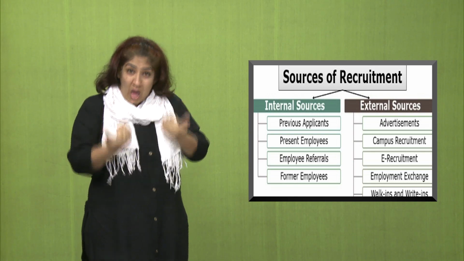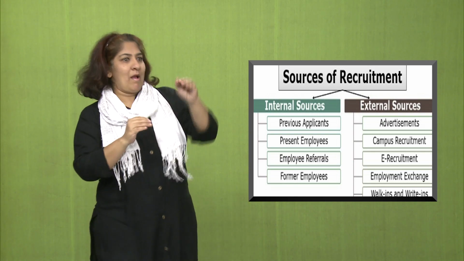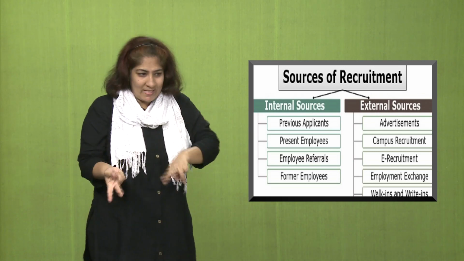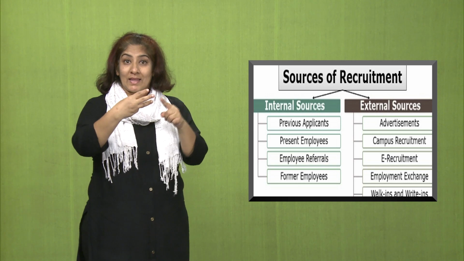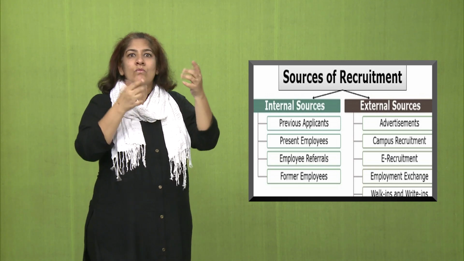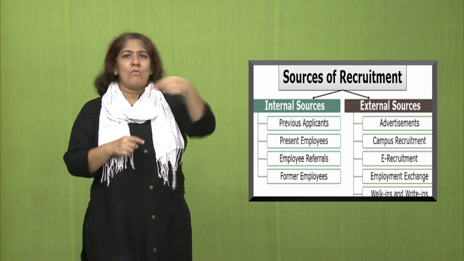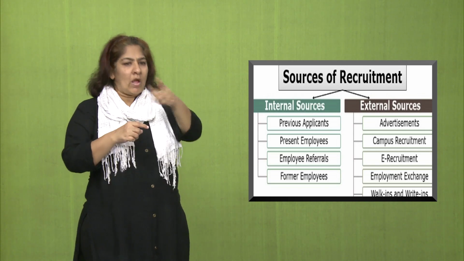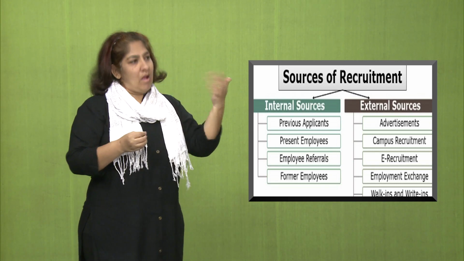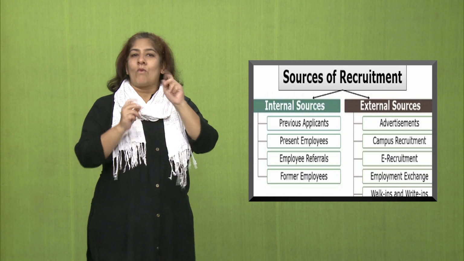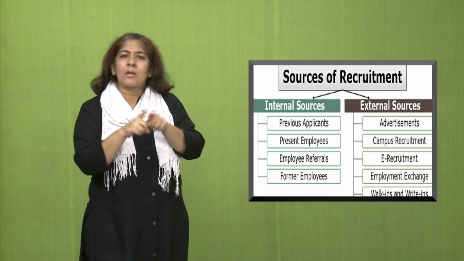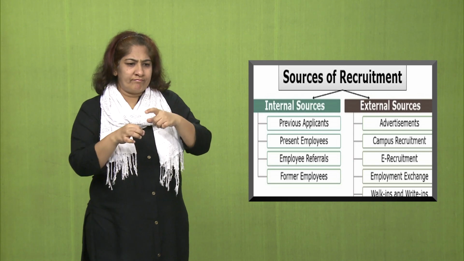And the second is present employees. For example, when people working in one department get transferred to another department, they are the present employees, working in the same company and transferred in internal ways. And the next is employee referrals. For example, if there are two colleagues who are working together and they have faith in each other, they get some reference from other faithful people to work inside the company.